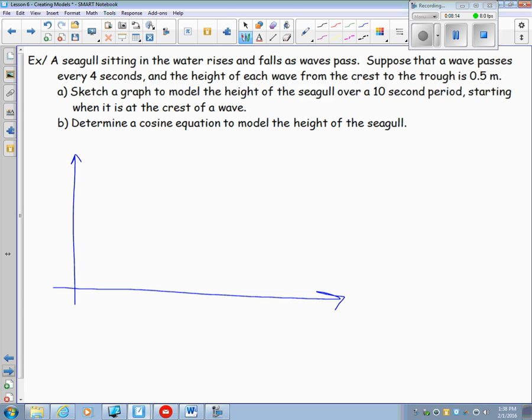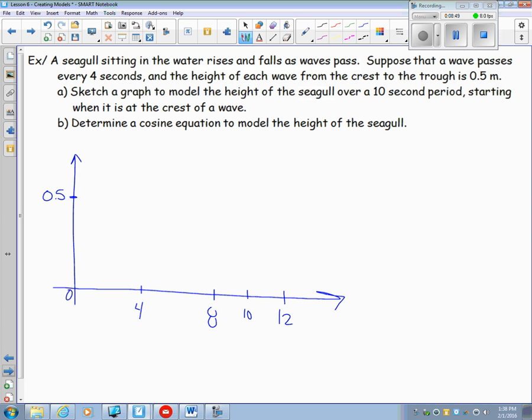What do we know? We know every 4 seconds a wave passes. So that's a cycle, right? 4 seconds. 8 seconds, another cycle. By the time I get to 12 seconds, a third cycle. Now it wants me to stop at 10, so I have to figure out what's going to happen there. We know that the height of the wave from crest to trough is 0.5. So if we assume, just for argument's sake, 0.5 is right here, we know that's the highest it could be, and the lowest it could be would be 0.